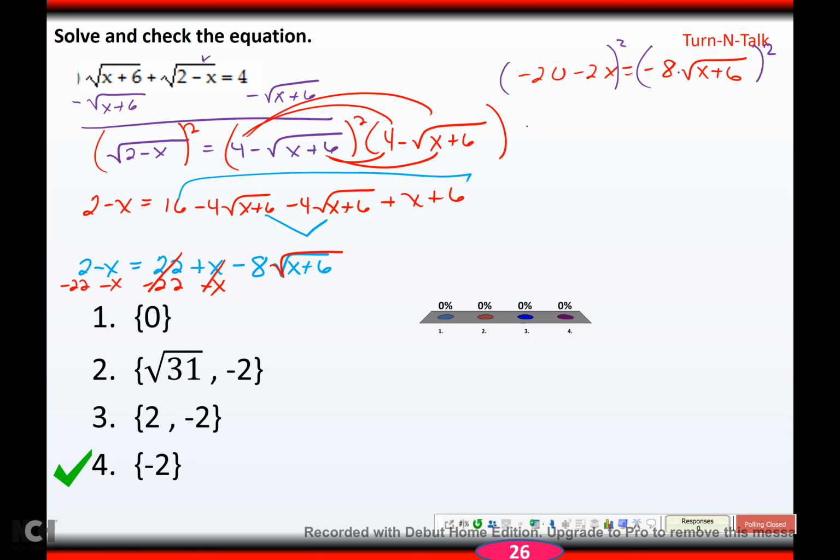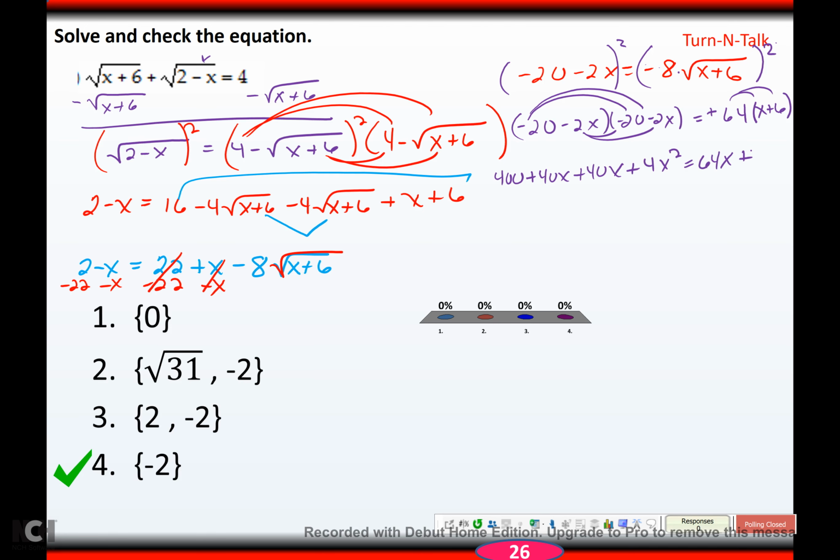Okay, so if I make 2 copies of this, and on this side you square the negative, which is positive, you square the 8, which is 64, you square the square root, which is x plus 6. Notice how I put it in parentheses because I'm going to have to distribute that 64. So over here I'm going to have 400 plus 40x plus 40x plus 4x squared equals 64x plus 384.